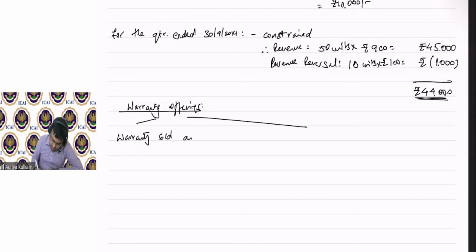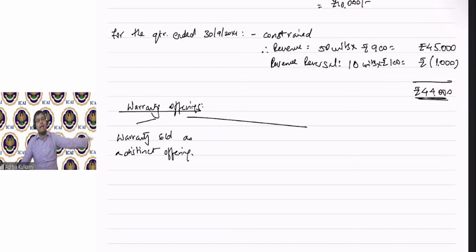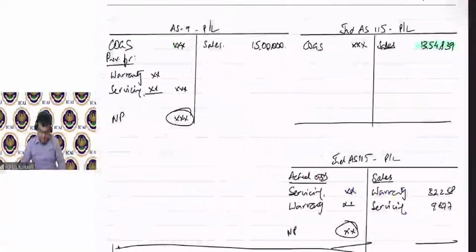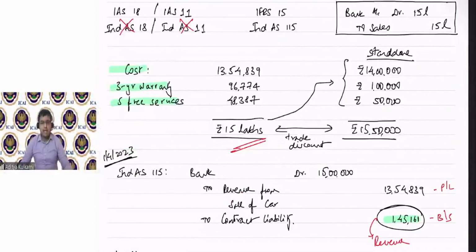Warranty is sold as a distinct offering. And if warranty is sold as a distinct offering, remember that example again. Warranty's revenue was recognized as a separate revenue stream. Are you able to recollect? Yes. Have a look here. 13,54,839 was the revenue from the car. 96,774 was the 3-year warranty, because I have a separate warranty stream also.